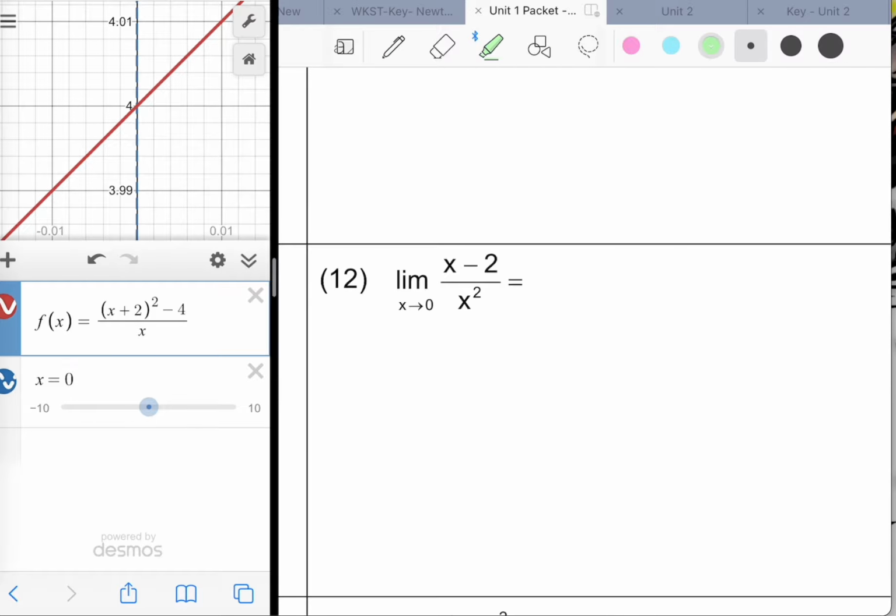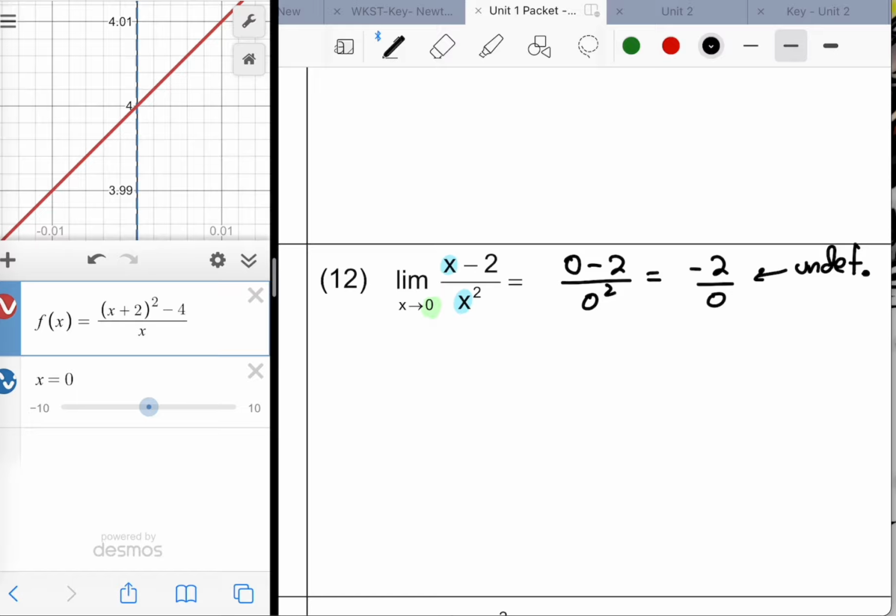So we try applying the limiting constant. Replace each x with a 0. So 0 minus 2 over 0 squared. You get negative 2 over 0. All right. Now, that's not indeterminate. All right. It's not 0 over 0. That's undefined. But undefined doesn't always mean DNE.